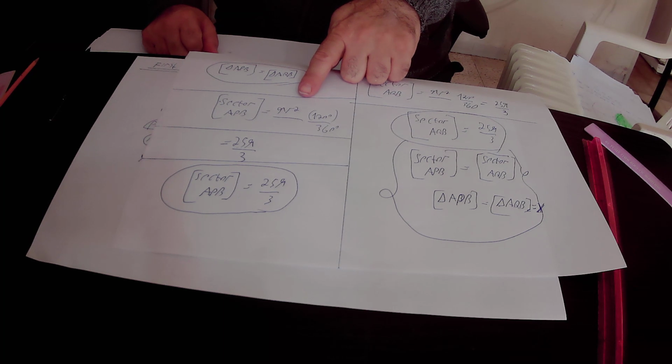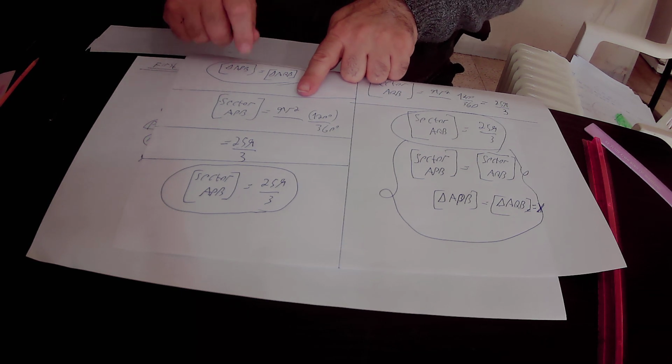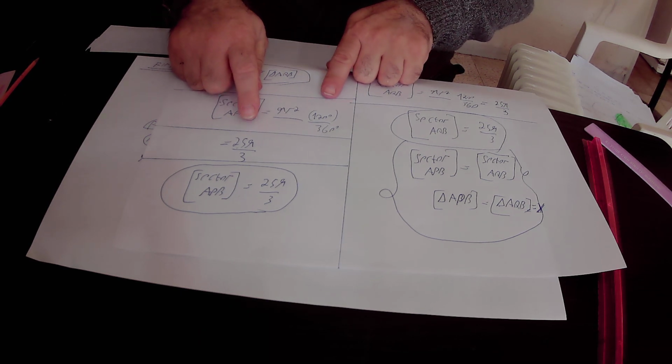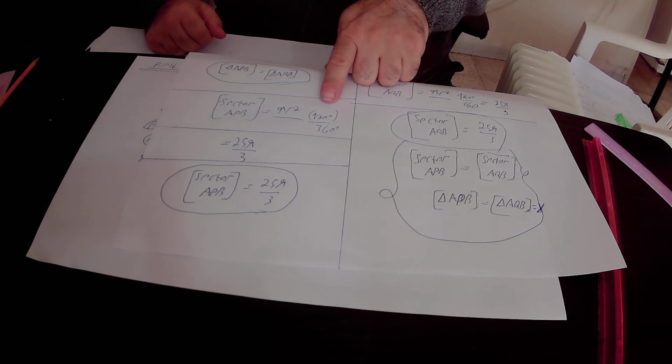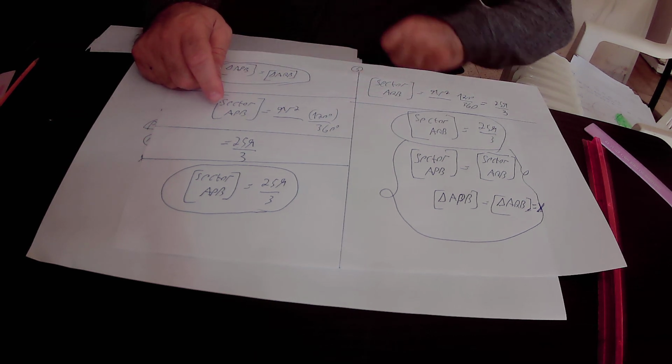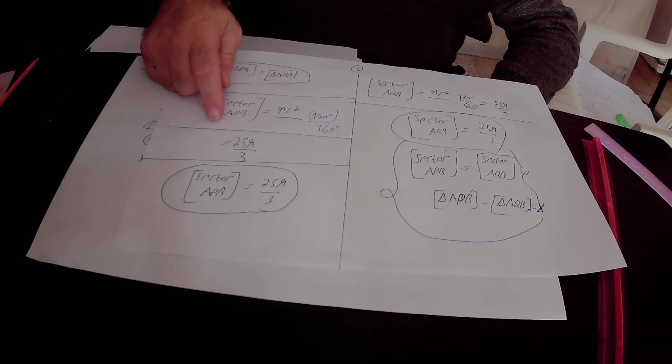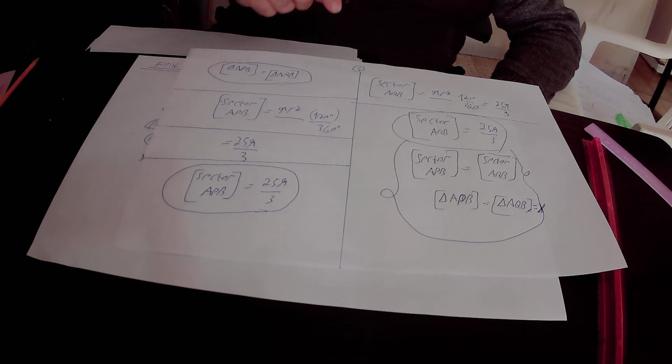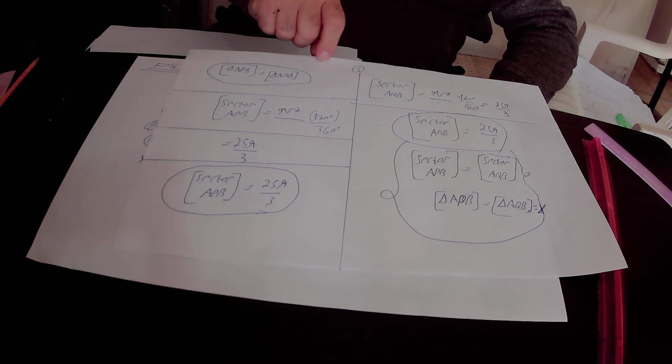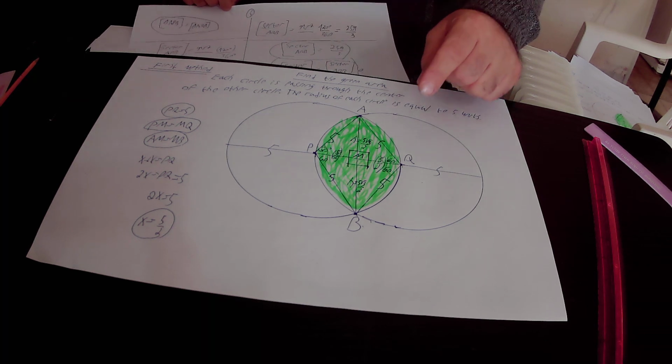Therefore, r squared is 5 squared, which is 25. So the area of sector APB will be equal to 25 pi times 120 degrees over 360 degrees, which is 1 over 3. So in conclusion, we found out that the area of sector APB equals 25 pi over 3 square units. Then we calculated the area of sector AQB.